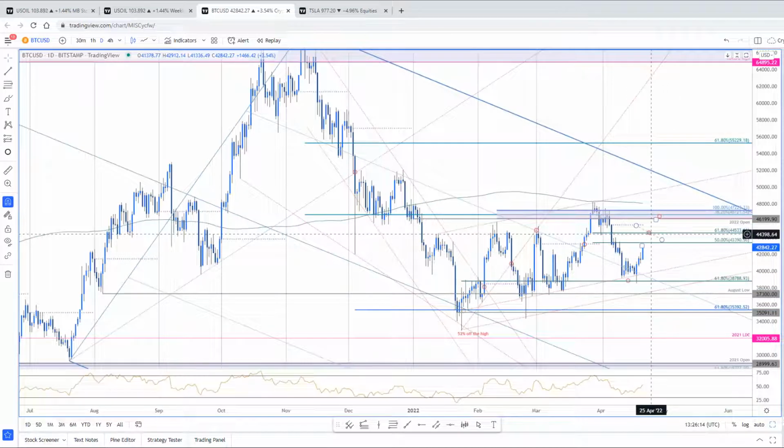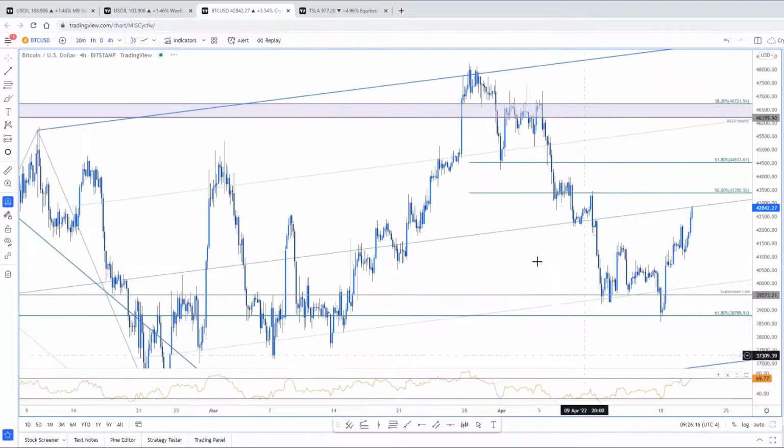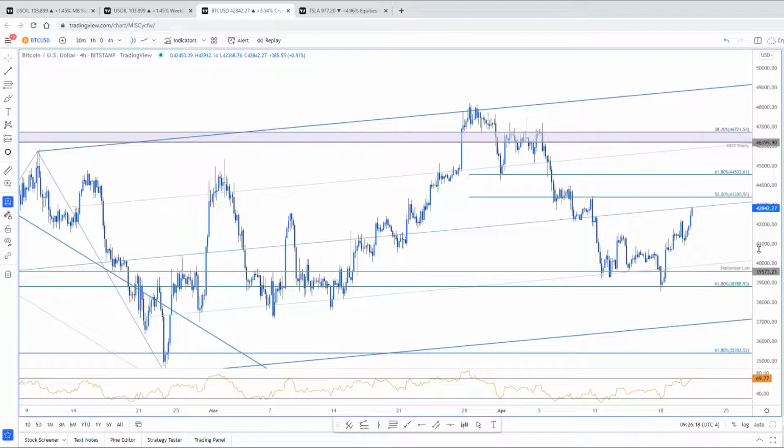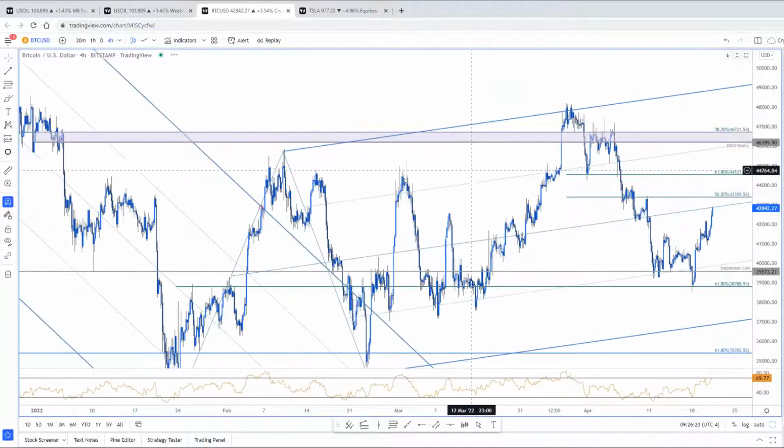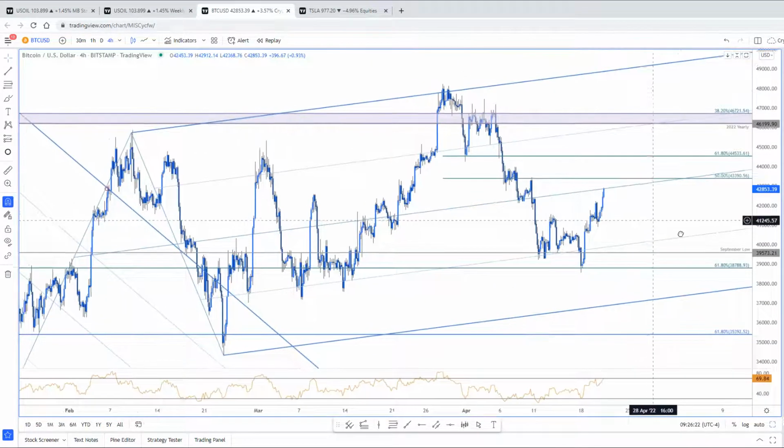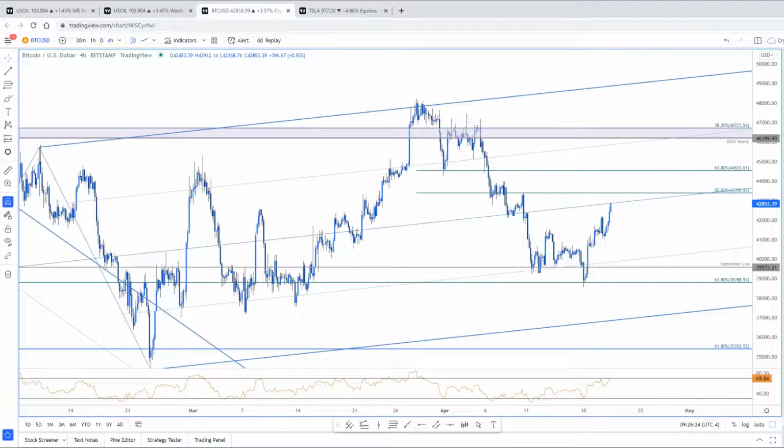And look for a reaction there if we get it. But all things held constant on the near-term approach. Here's the scalp that I was looking at. Looks decent. Looks decent for another push, or at least another attempted push towards 44.5 here on Bitcoin. So that is Bitcoin.